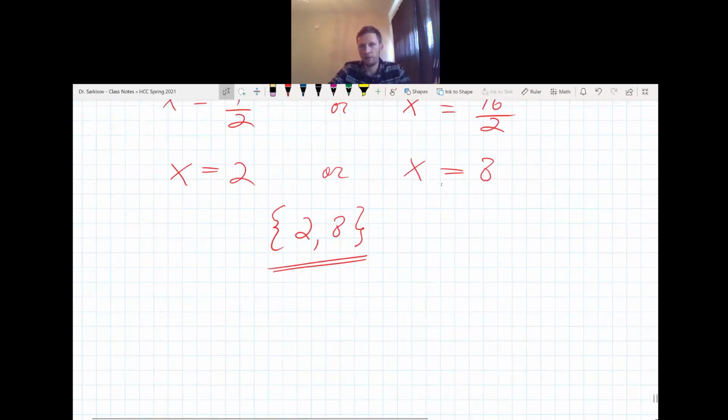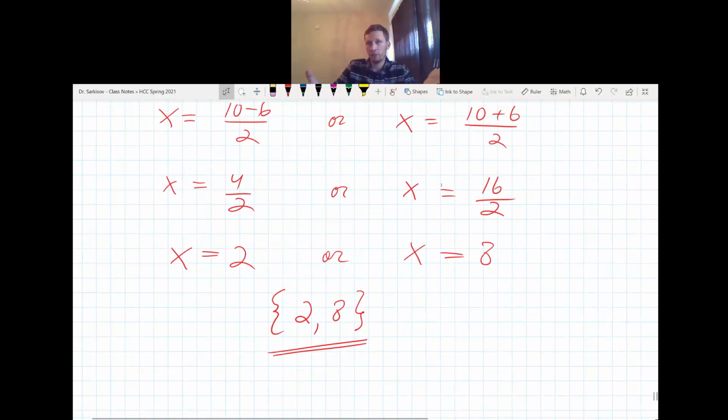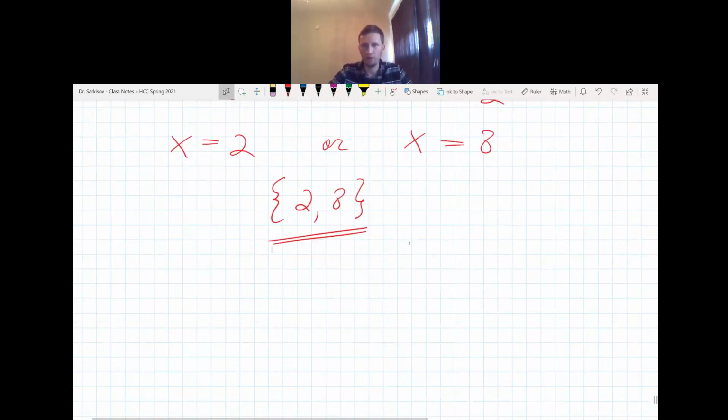We didn't check this one, but you can check left and right side. Put 2 in, the left side and right side are equal. Put 8 in, it's going to be equal. And every time you put any other number in, it's not going to work. So we use the quadratic formula. We got it. Let's do problem J, just to get more familiar with this quadratic formula.